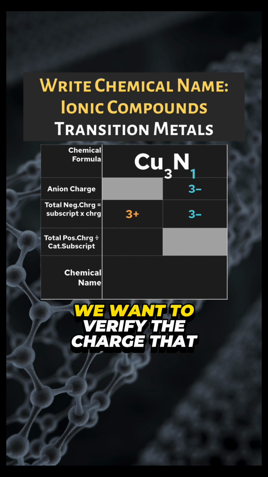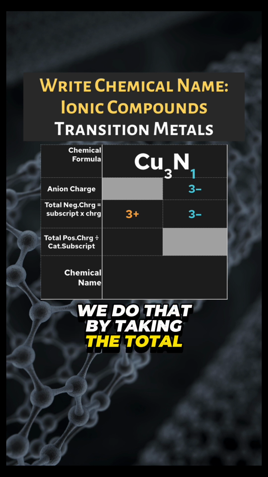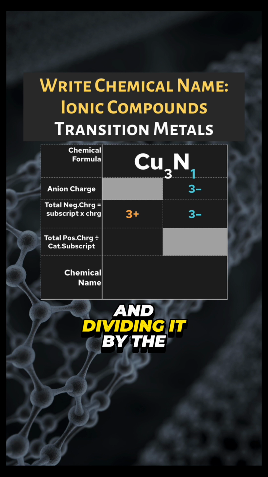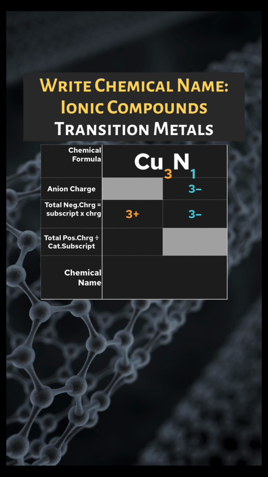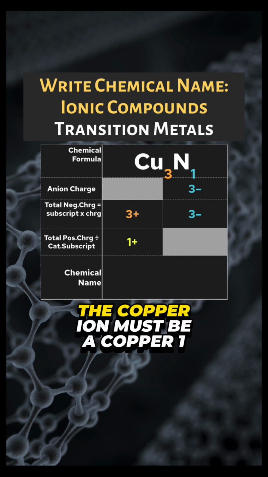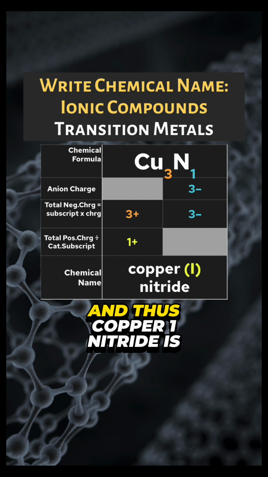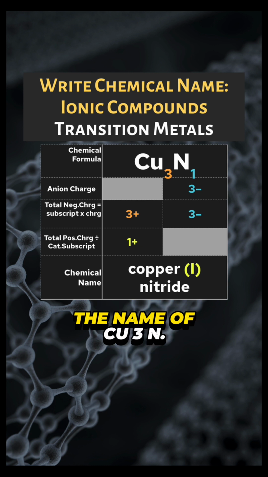From here, we want to verify the charge that copper can have. We do that by taking the total positive charge and dividing it by the subscript of the cation, which is 3. Therefore, 3 divided by 3 is 1. The copper ion must be a copper(I) ion, and thus copper(I) nitride is the name of Cu3N.